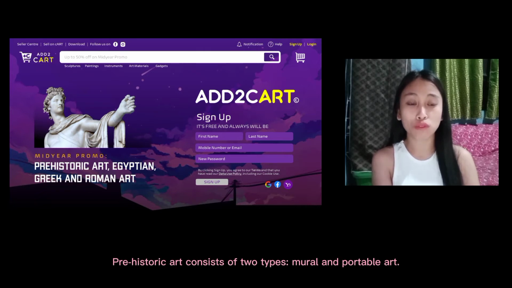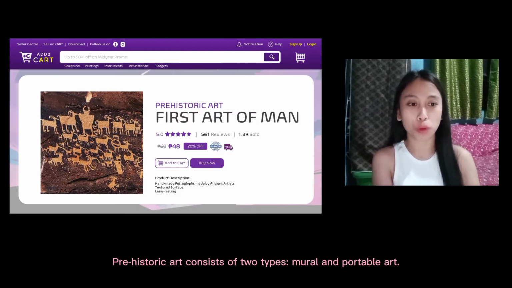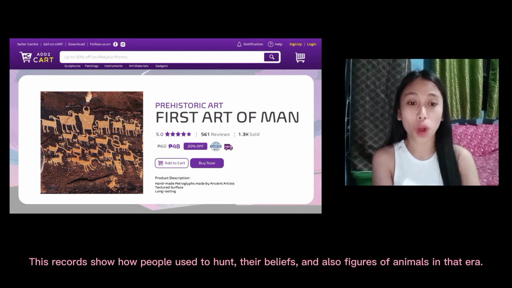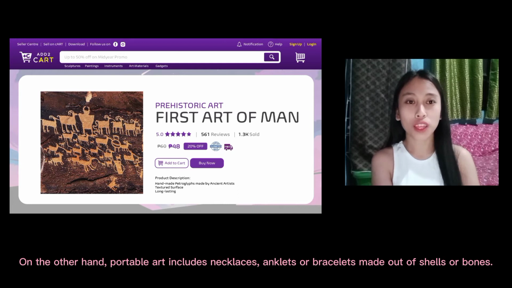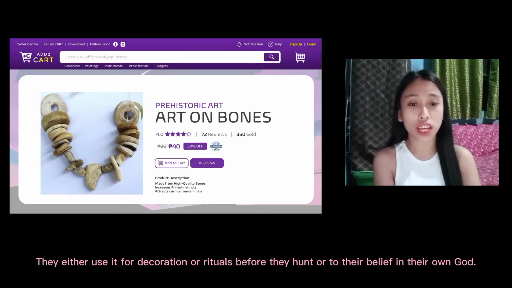Prehistoric art consists of two types of art, mural and portable art. Mural art in this era are observed on paintings found in caves. These records show how people used to hunt, their beliefs, and also figures of animals in that era. On the other hand, portable art includes necklaces, anklets, or bracelets that are made out of shells or bones. They either use it for decoration or rituals before they hunt or to show their belief in their own god.